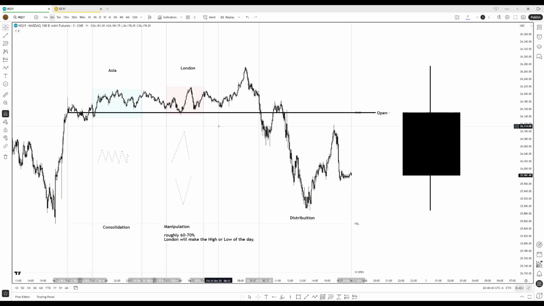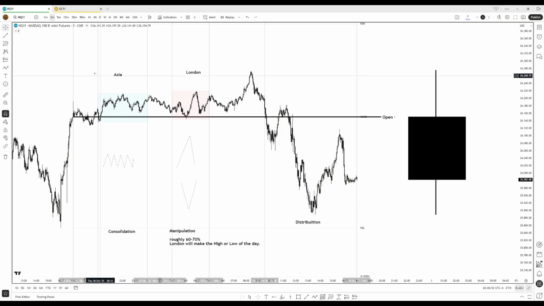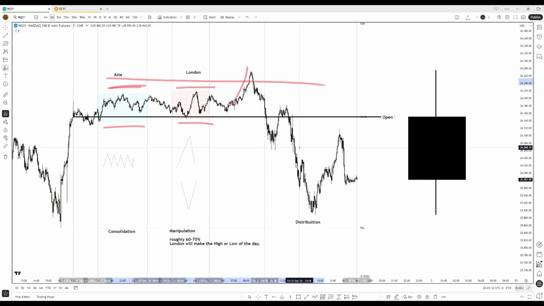So you see, for today, for example, we had the manipulation, and then the distribution downside. So we took the liquidity. We built up liquidity up here. Liquidity built up. Liquidity means there's money on the table, right? And then London comes, New York comes, we manipulate the high, take all the liquidity, take all the money on the table, and then we distribute to the downside, right?